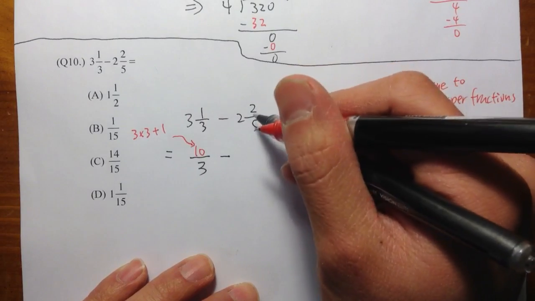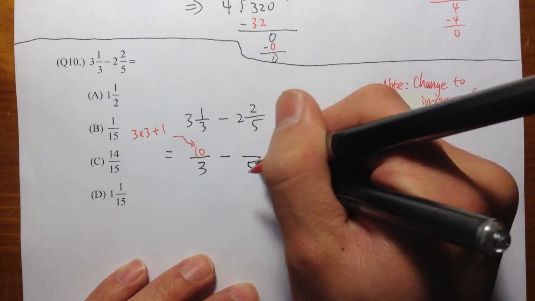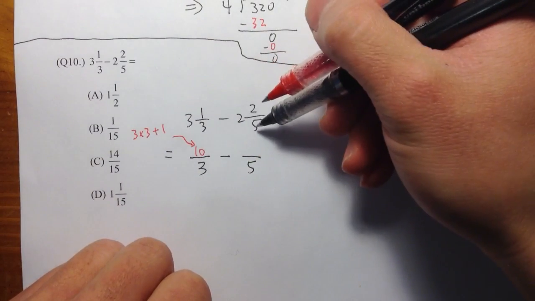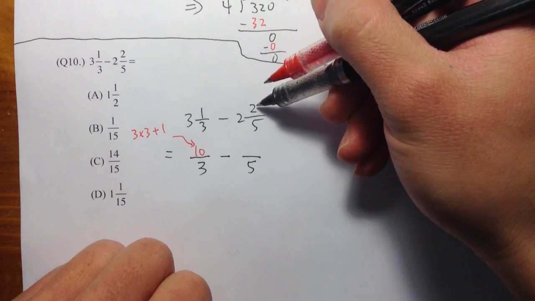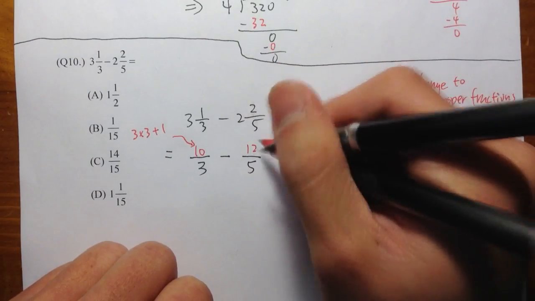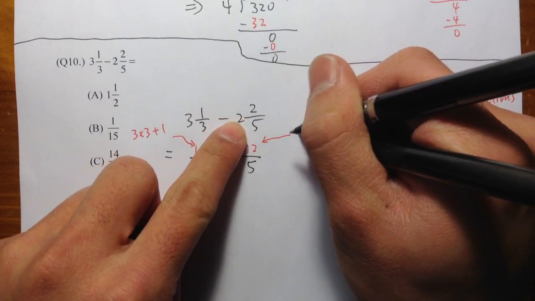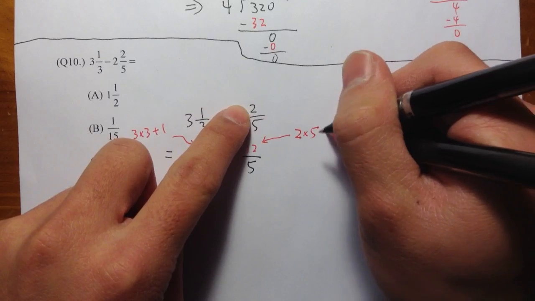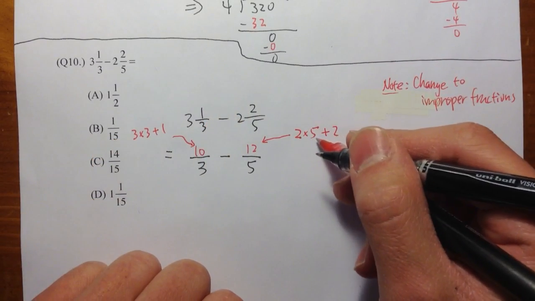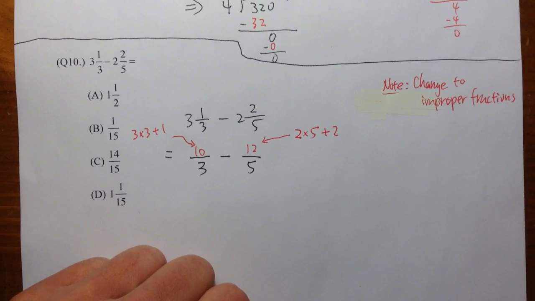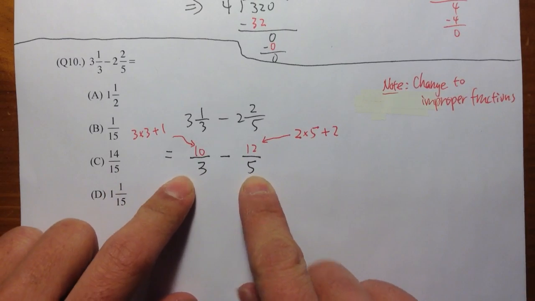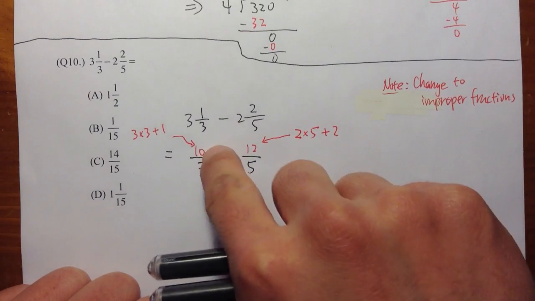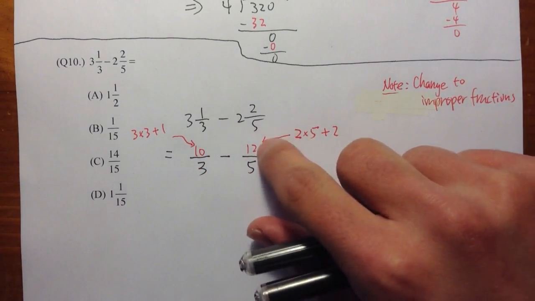Minus the second mixed number. To change that, again the denominator 5 will stay the same. And then what we are going to do is 2 times 5, which is 10, plus the 2, which is 12. We got this because the whole number 2 times the denominator 5, and then you add the 2 to it. So 2 times 5 is 10, 10 plus 2 is 12. And these are called improper fractions because the numerator, the top, is bigger than the denominator, the bottom.